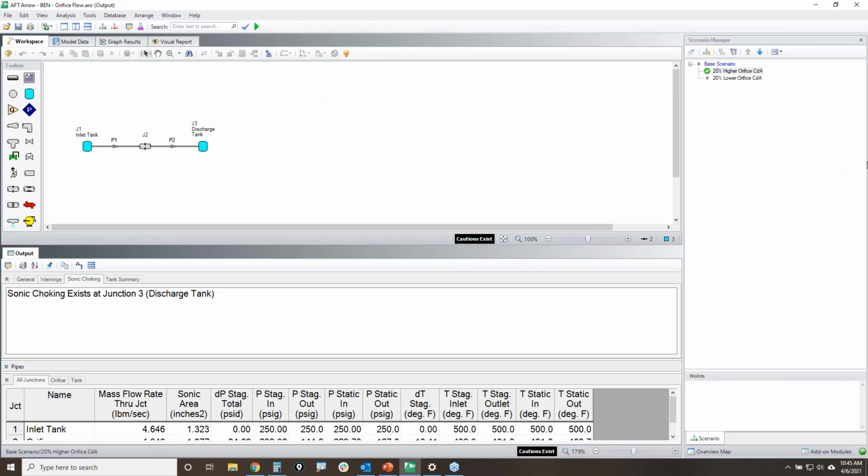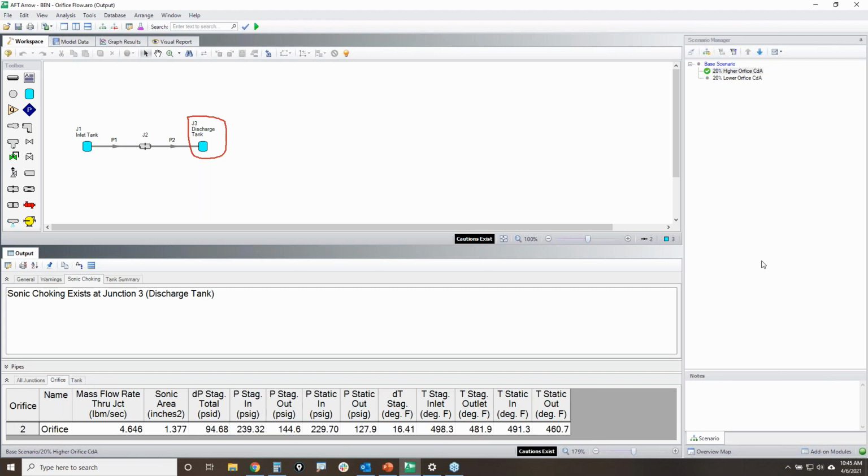I do have sonic choking, but it's only at the discharge tank. This is what we were just doing, where we had sonic choking at the end point of the system, and there's no sonic choking across the orifice. So here, everything is the same. You can make that CDA value basically as large as the diameter of the orifice, and you wouldn't see any differences in results.